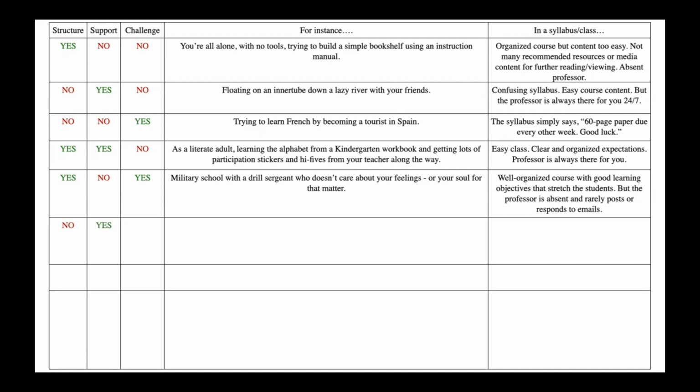So what if we have no structure, but we do have support and we do have challenge? So we have two legs of the stool, but we're missing structure. That's like building an elaborate Lego city along with a Lego master coach, but there are no instructions and all the pieces are completely mixed up in a bin to begin with.